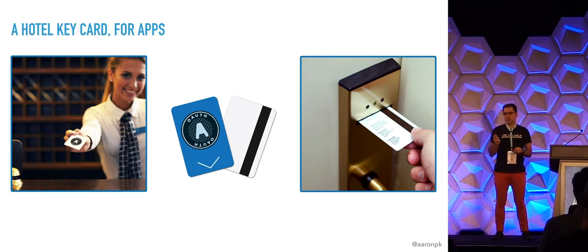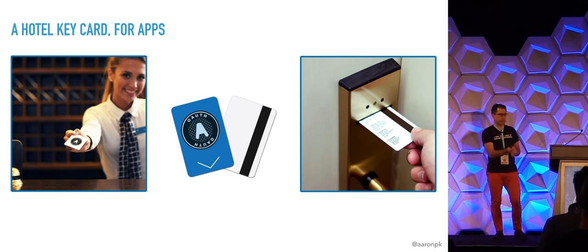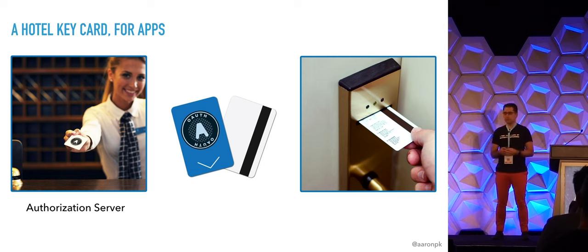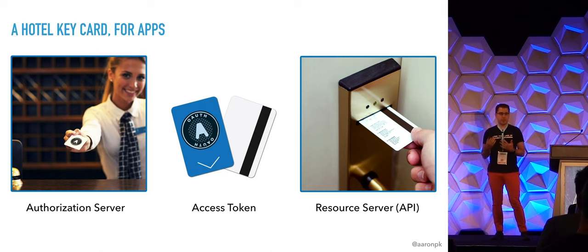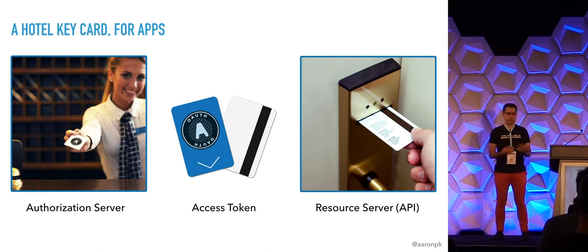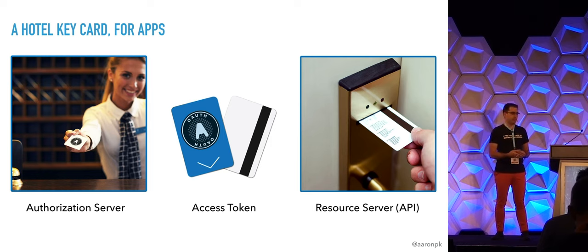And what's interesting about this system is that in order for this to work, the door doesn't care who you are. It does not need to know your name or a unique user ID. All it cares about is whether this card has access to this door. And that decision is made by the person at the front desk. So in OAuth terms, the person at the front desk is the authorization server, the key card is the access token, and the door is the API or the resource server. So I bring up this example because I want to point out that it's entirely possible for an API and a system with OAuth to exist where user identity isn't actually even important to the system.